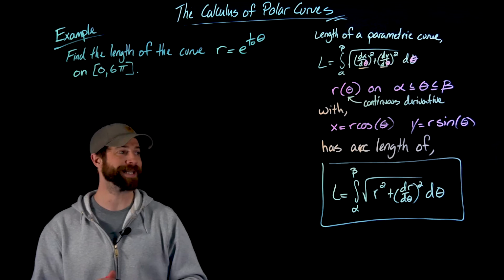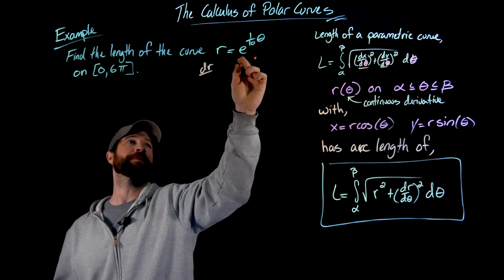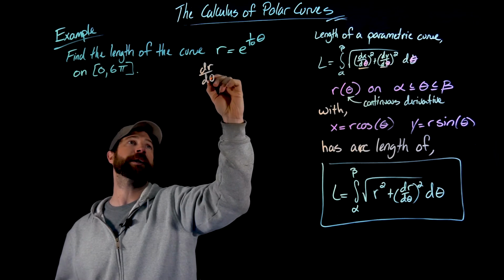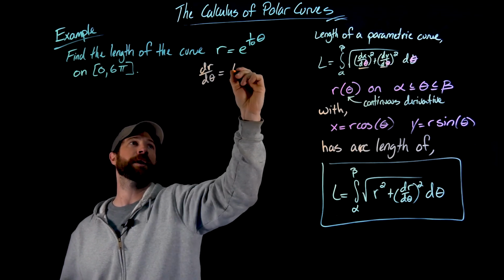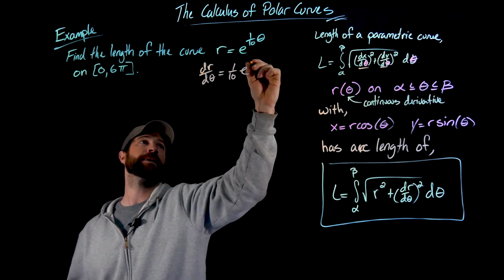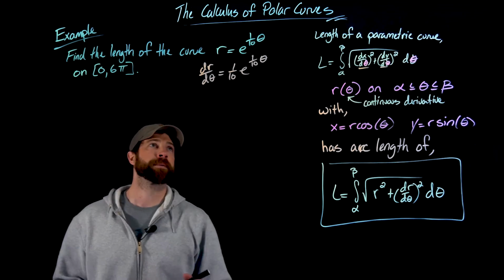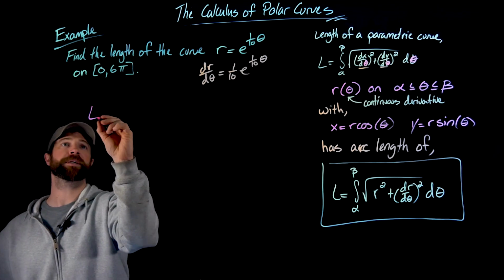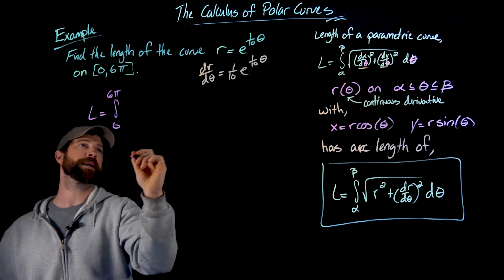First thing we always do is to find the derivative, dr d theta. That won't be too difficult here. We have our friend, the exponential, which is very nice when it comes to differentiation. All I get is this chain rule of a 1/10 out of this, and everything else stays exactly the same. Then we just plug it into the machine here. So we've got the integral from 0 to 6 pi.